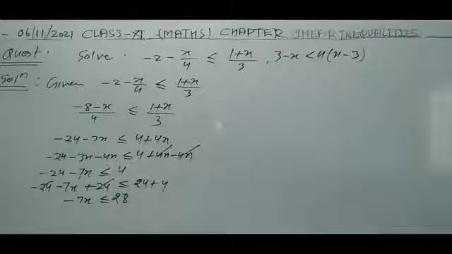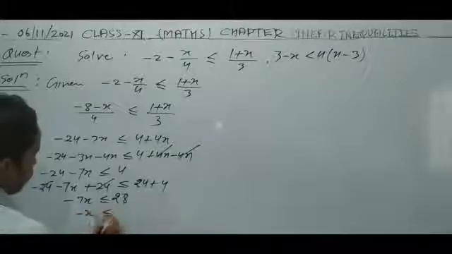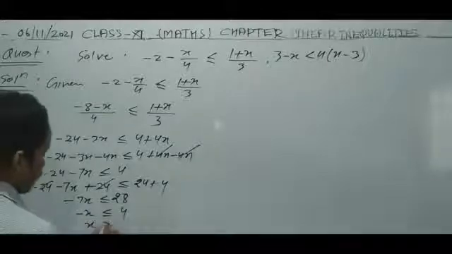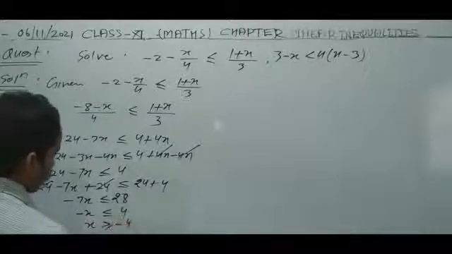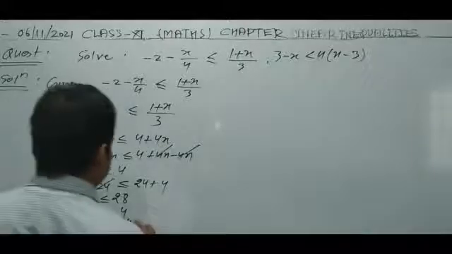Minus 7x is less than or equal to 28. Now minus x is less than or equal to 4. This implies we can say x is more than or equal to minus 4. x is more than or equal to minus 4 is the first inequality. Consider this as 1.